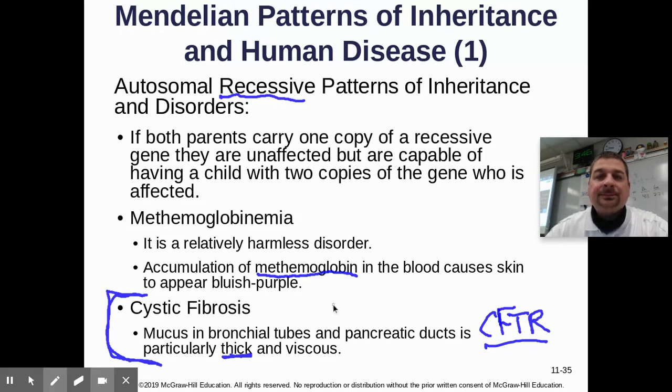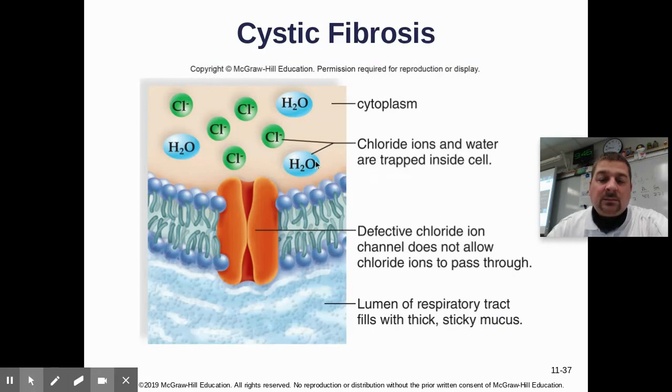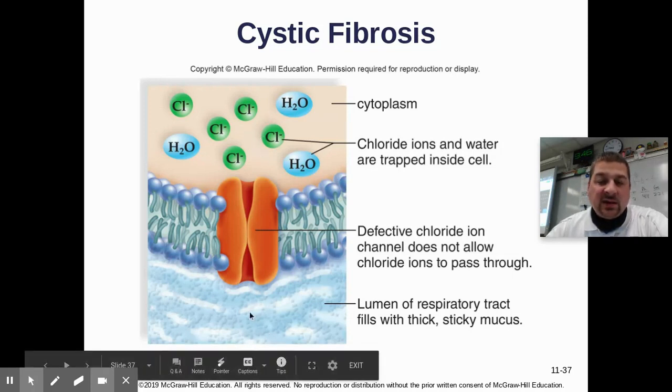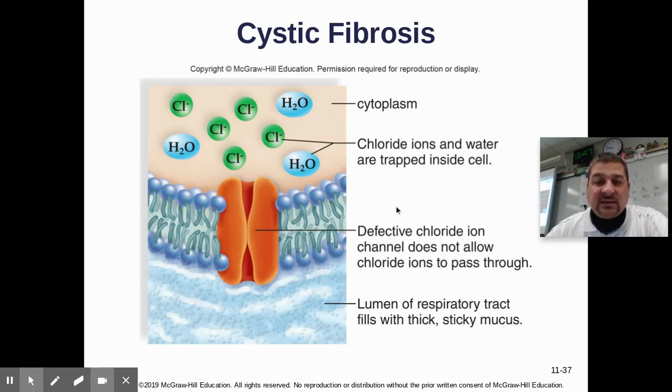This is a slide showing the defective chloride ion channel right here that's not letting the chloride ions through. Water will stay there with the chloride ions, and again, we think of osmosis, diffusion, hypertonic, isotonic, hypotonic. The water will stay there as well because of the chloride ions inside the cell. And so out here where the mucus is produced, if the water does not follow the chloride ions, the mucus, instead of getting watered down, stays real thick and sticky, and again affects the lungs and the digestive system mainly.